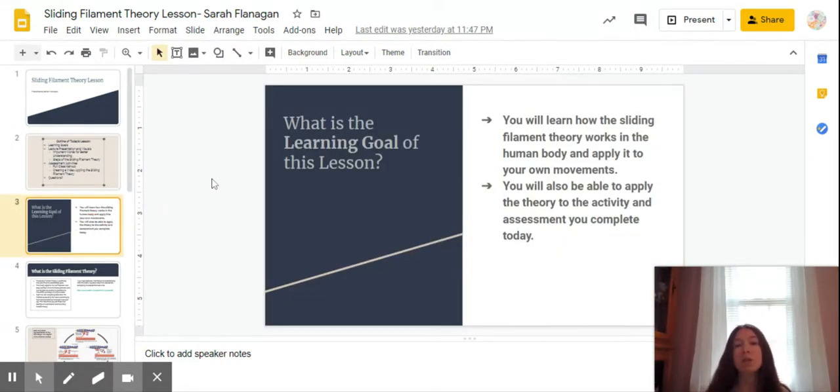So what is the learning goal of this lesson? The learning goal of this lesson is you will learn how the sliding filament theory works in the human body and apply it to your own movements. And you will also be able to apply the theory to the activity and assessment you complete today.